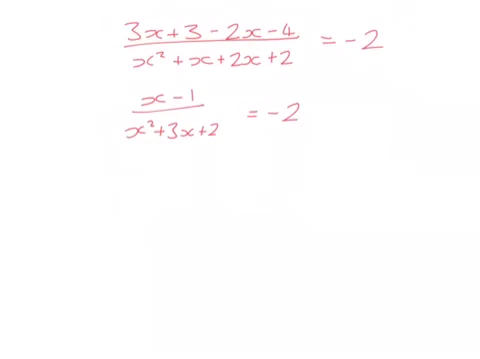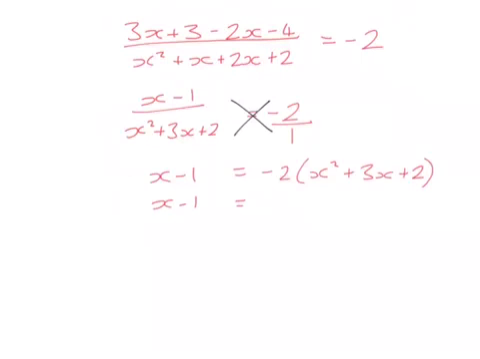Once we've got this, we're going to cross multiply. To cross multiply, we'll make the minus 2 the same as minus 2 over 1, and then we will just cross multiply. So we're going to multiply the top of the first fraction by the bottom of the second fraction. So we'll just have x minus 1 times 1, which is just x minus 1. And then we have minus 2 upon x squared plus 3x plus 2. So x minus 1 is equal to minus 2x squared minus 6x minus 4.